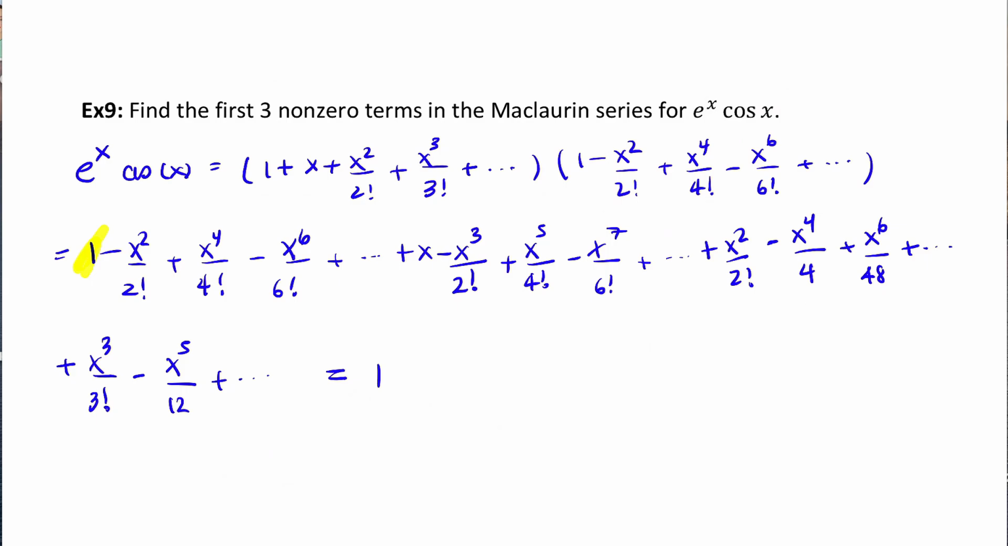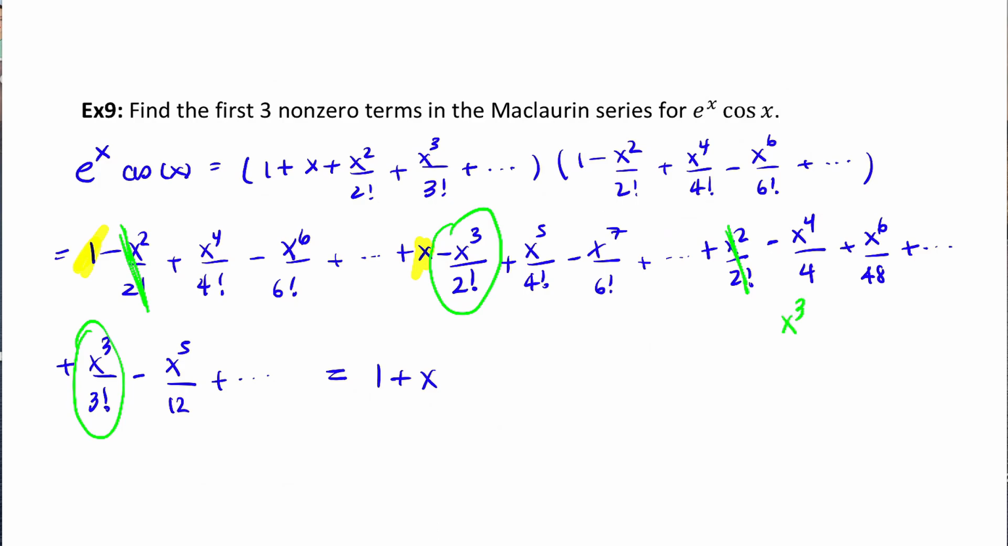It actually survives, so I have my linear term here, so plus x. Then I'm going to look at the quadratic terms. Well, the quadratic terms here, negative x squared over 2 factorial cancels this x squared over 2 factorial. So let me see what happens to the cubic terms. So I get negative x cubed over 2 factorial and x cubed over 3 factorial.